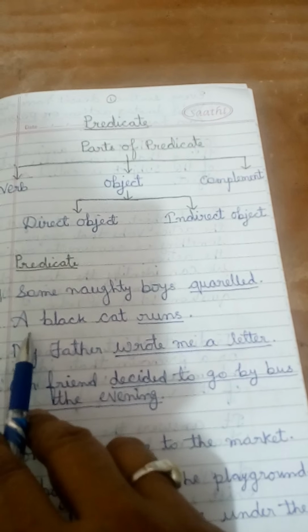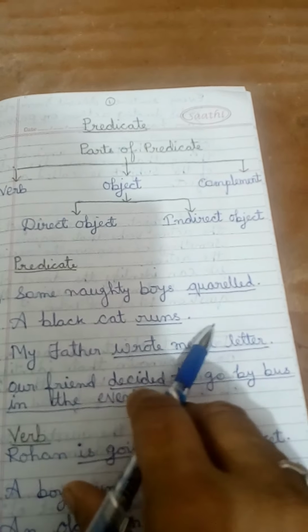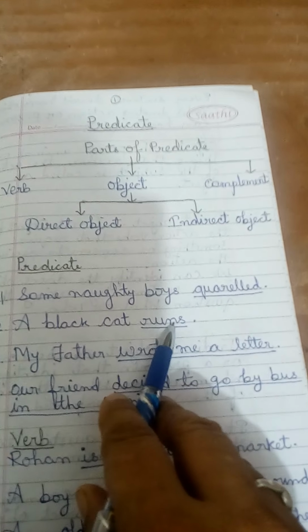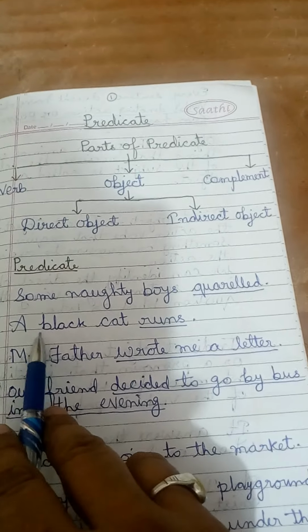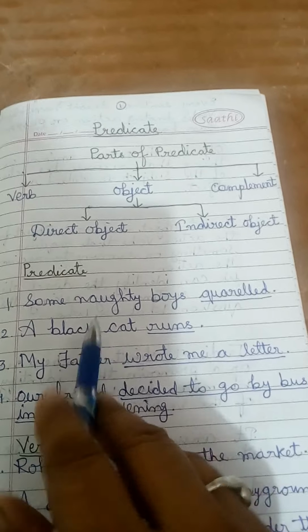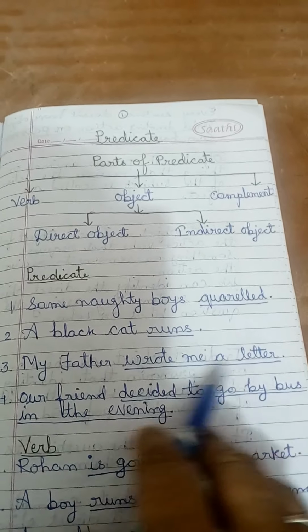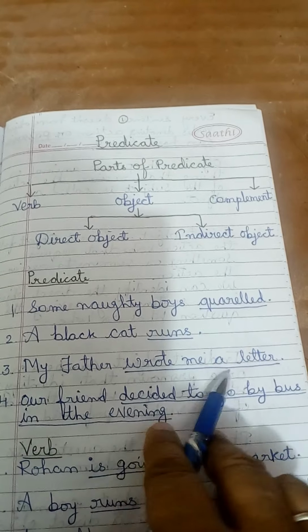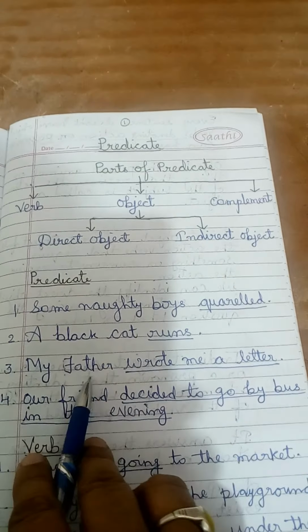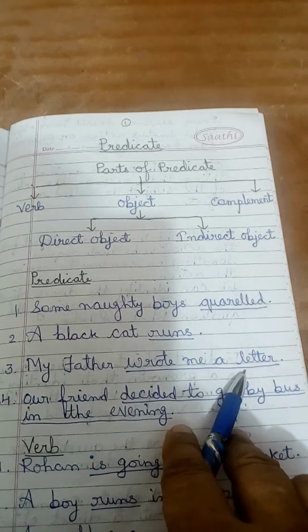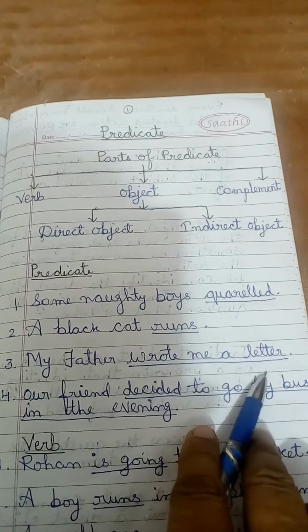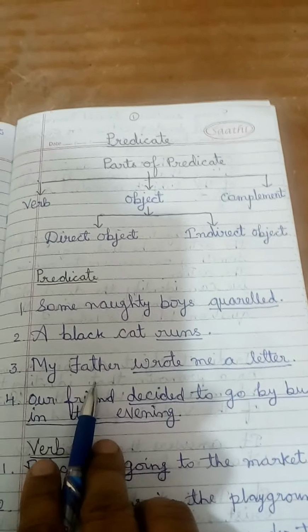Then in the second sentence you see, a black cat runs. Here the underlined word runs tells us something about the subject, a black cat. In the third sentence you see, my father wrote me a letter. See the underlined words, wrote me a letter. Here my father is the subject and the rest of the sentence is the predicate. So the rest tells something about the subject.